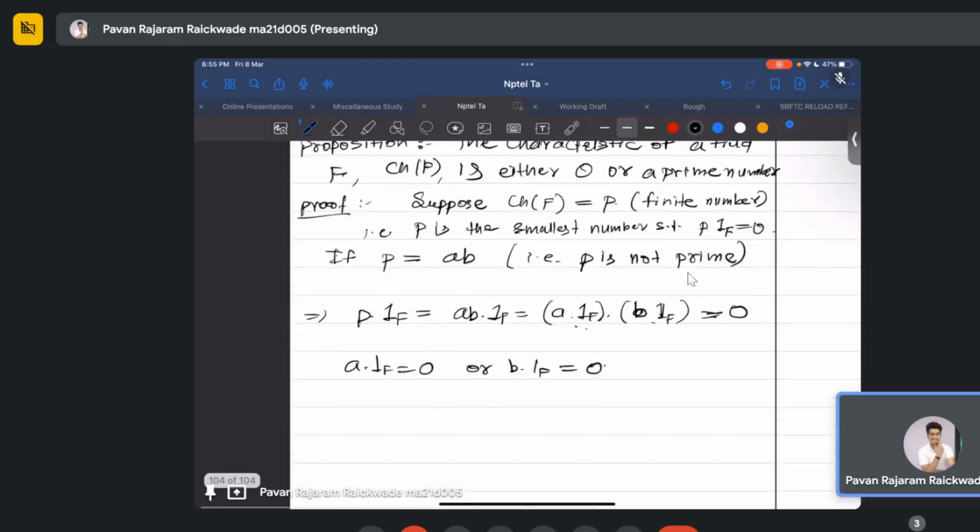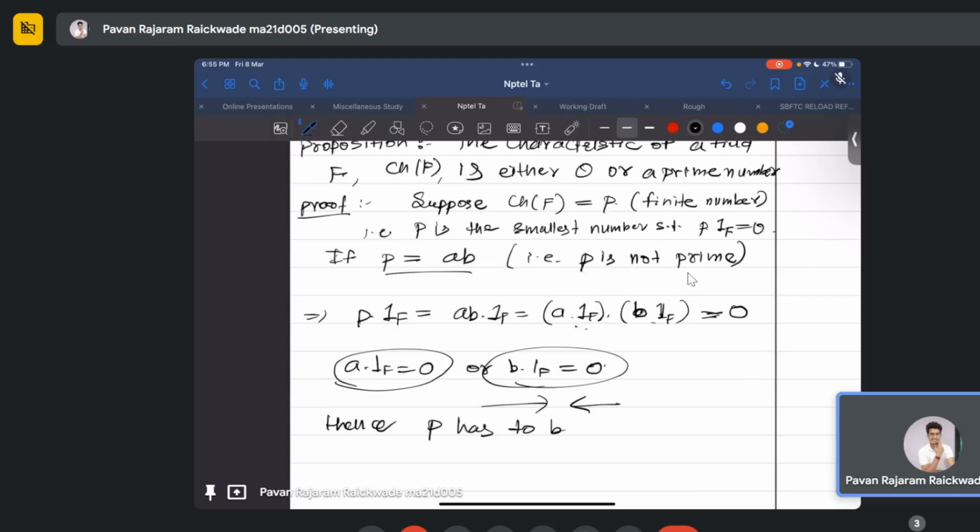But now you are getting a number which is smaller than p, yeah? Because p equals a times b, such that a or b times 1_F is 0. This is not possible. Hence p has to be prime, because the contradiction happened because I assumed p as a composite number, right? So the characteristic of any finite field is prime.